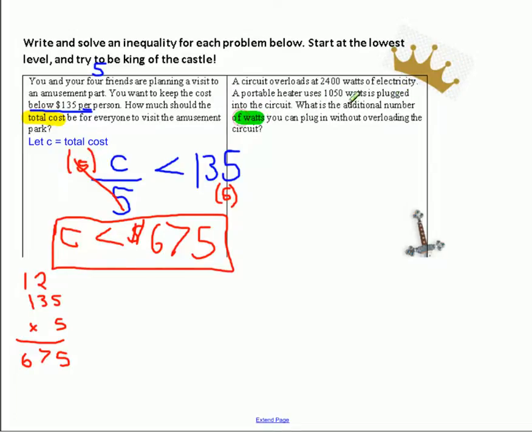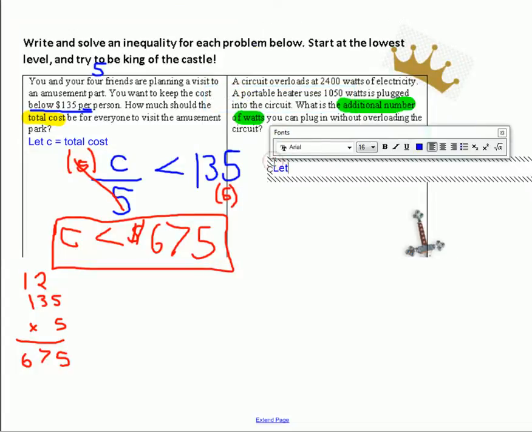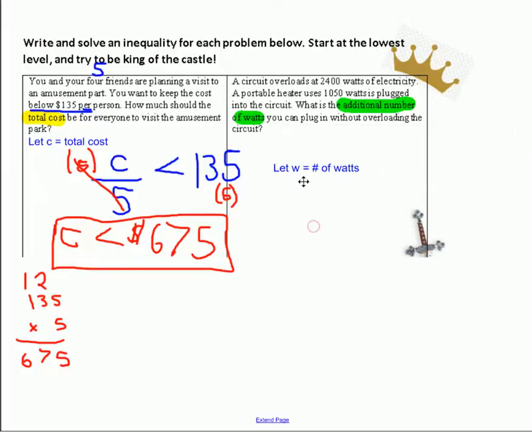All right. So we're looking for watts, so let's call it W. Let W equal the number of watts. The circuit overloads at 2,400 watts, which means we probably want it less than that. We probably don't want it to overload. We don't want it to equal it either, because it's going to overload at that. So W plus this heater.